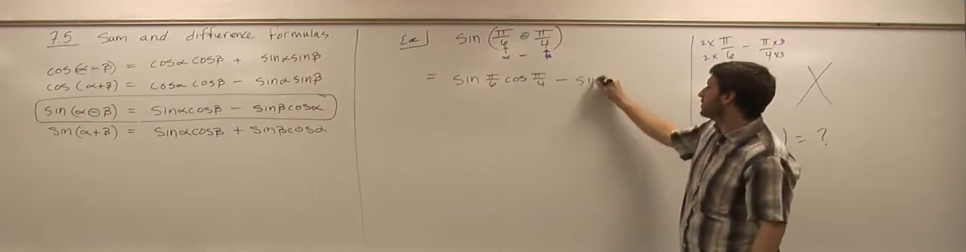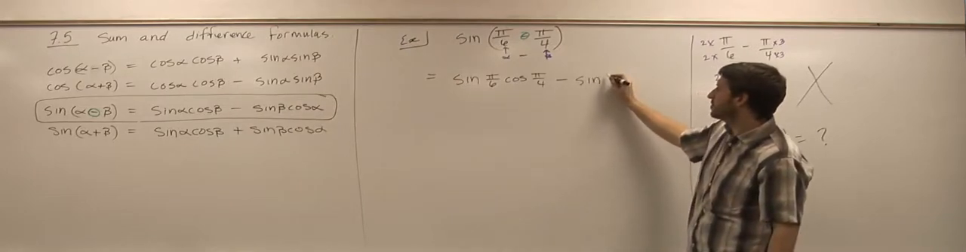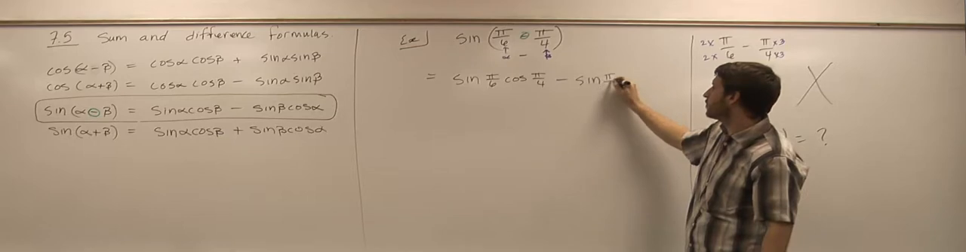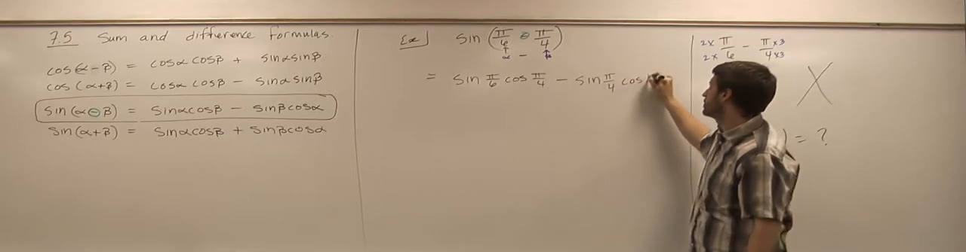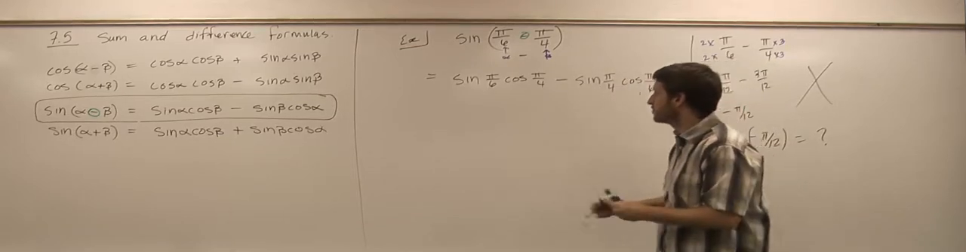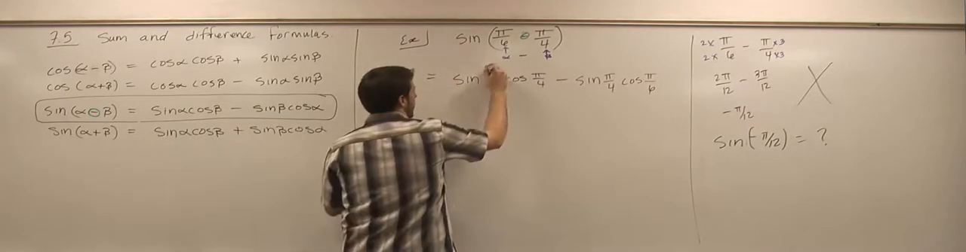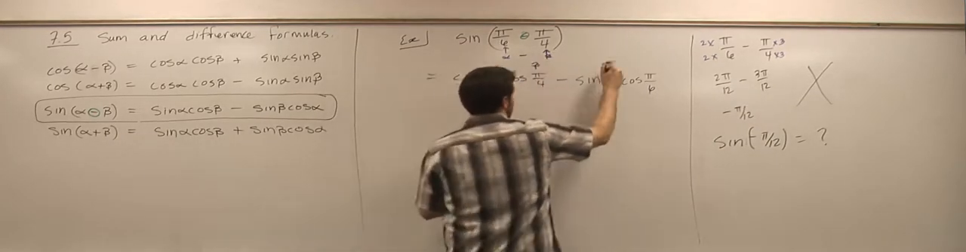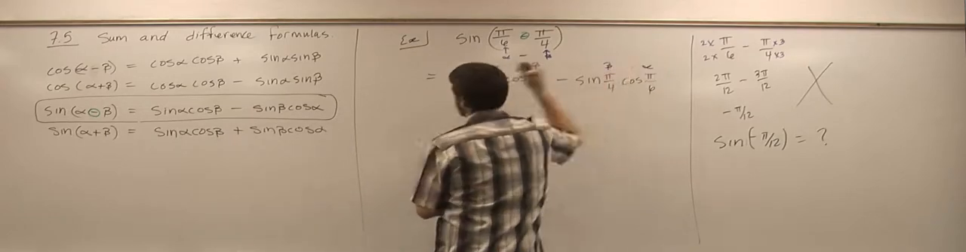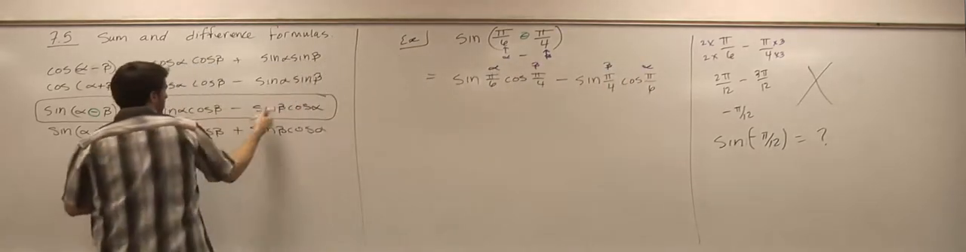Then sine of pi over 6 again? Pi over 4, you switch them now. Right, so here's my alpha, beta, and beta, alpha. To match the formula. Alpha, beta, beta, alpha.